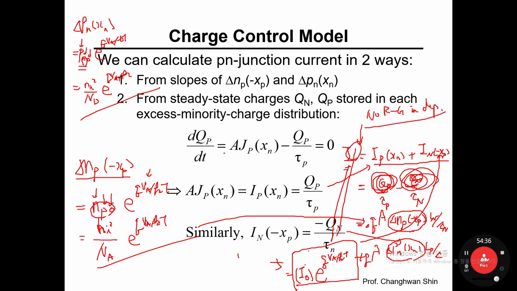So in summary, using this charge control model, instead of doing very complicated analysis to get the forward bias current value of a PN junction diode using the slopes of delta Np and delta Pn, we can simply use how much excess electrons and holes are stored in each quasi-neutral region. Under steady state, under DC bias, using this condition, we can simply estimate how much diode current flows across the PN diode. Okay, so this is a charge control model.